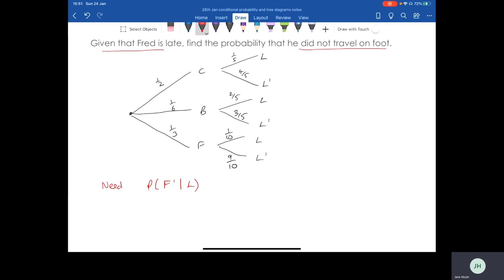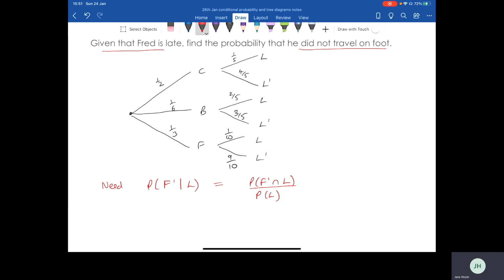As soon as you write down that given statement, write down what the formula is. Don't worry about the tree diagram. Don't worry about what the symbols mean. I've translated it into the symbol, so I'm now going to apply the formula: the probability of F dash intersection L, divided by the probability of L.